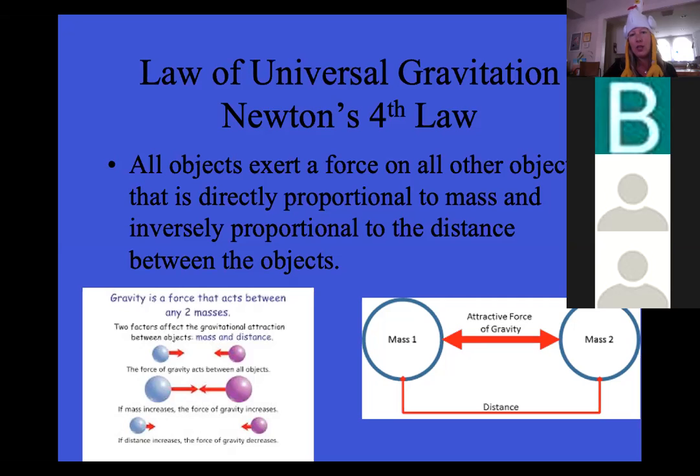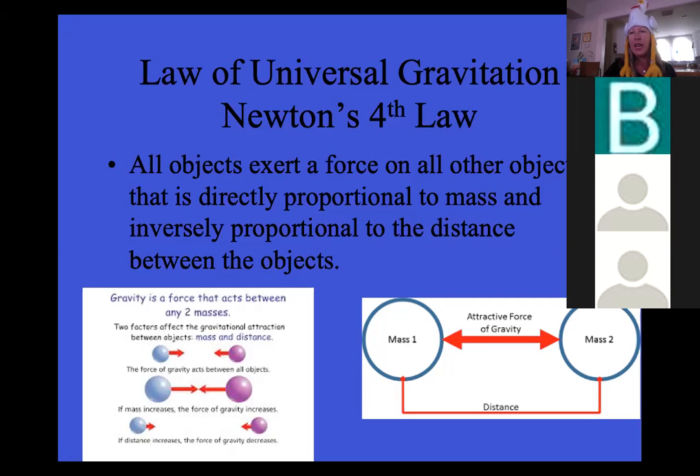The definition of this law states that all objects exert a force on all other objects that's directly proportional to mass and inversely proportional to the distance between the objects. Now, what does that mean? It's a little scientific there. There's a couple of words in there that you might be less familiar with, and I wanted to point them out: directly proportional and inversely proportional. These are mathematical terms. So does anybody know what it means to be directly proportional? Anyone?